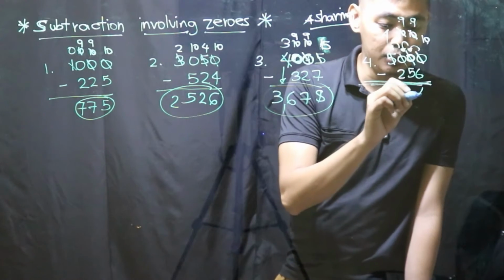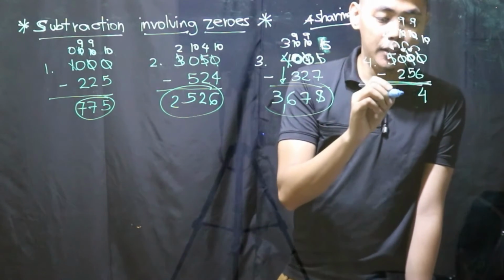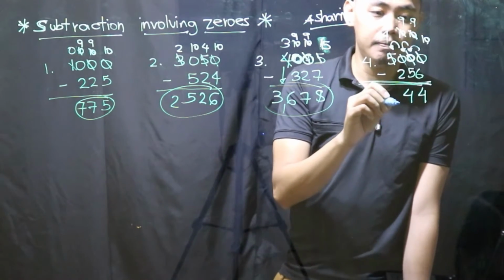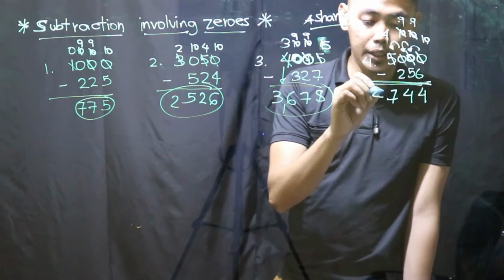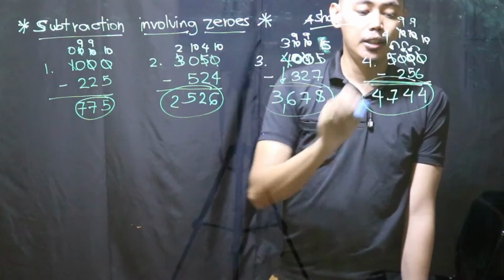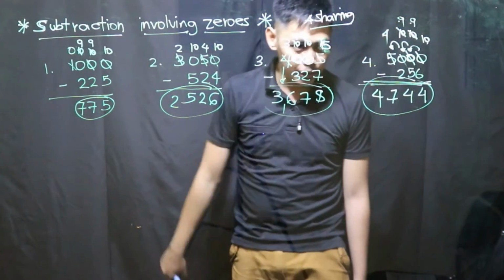So 10 minus 6, that would be 4. 9 minus 5, that would be 4 again. 9 minus 2, that would be 7. And we can bring down 4. So this is our answer, 744.